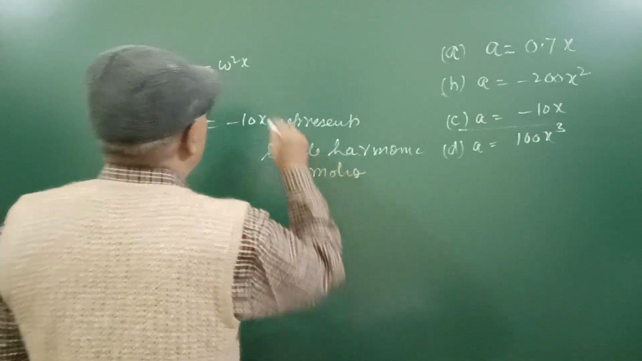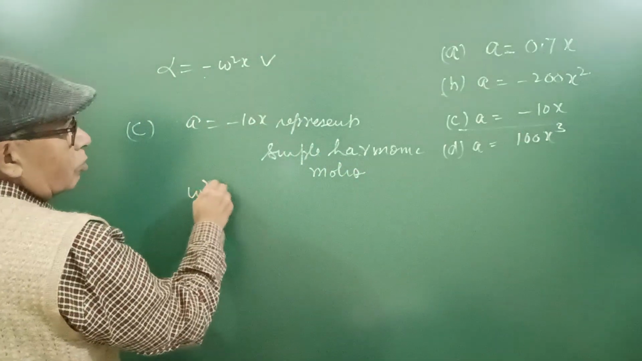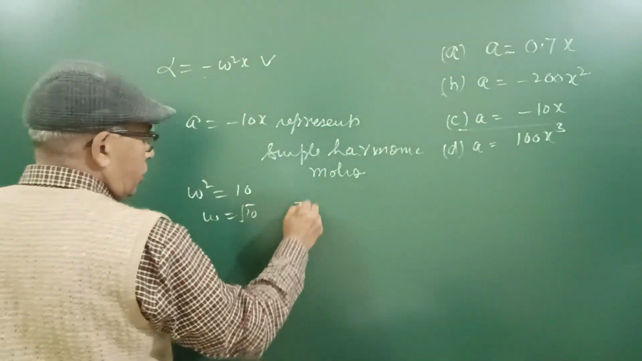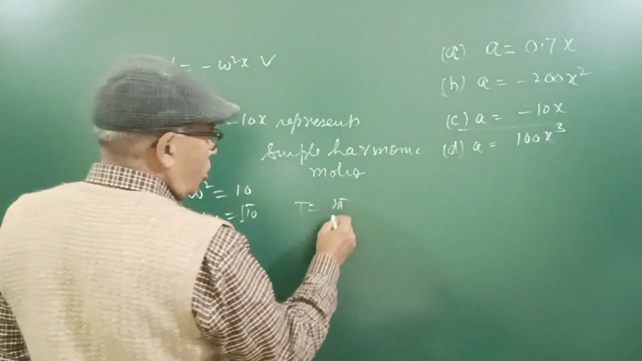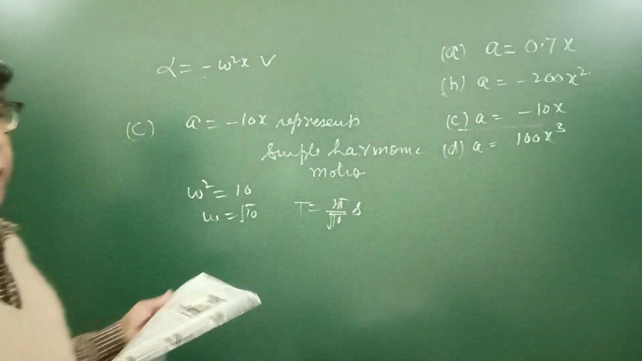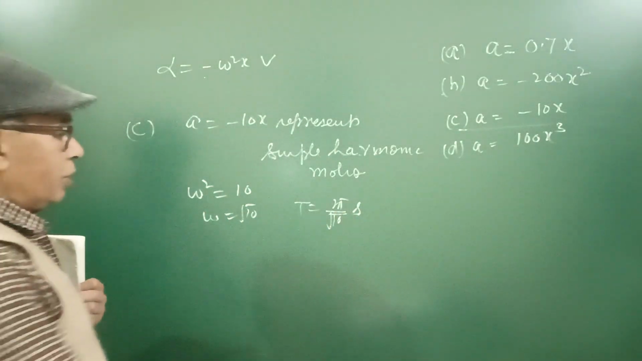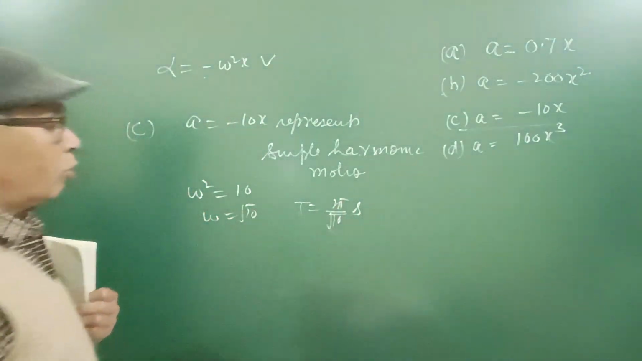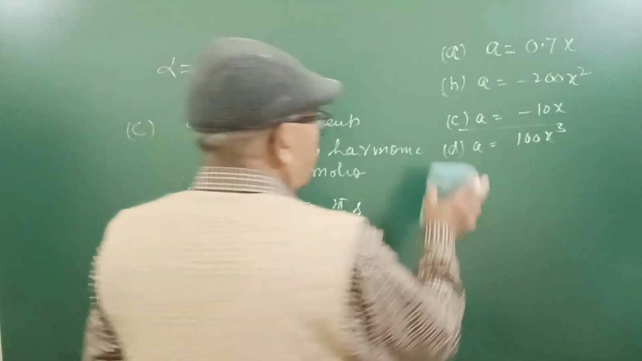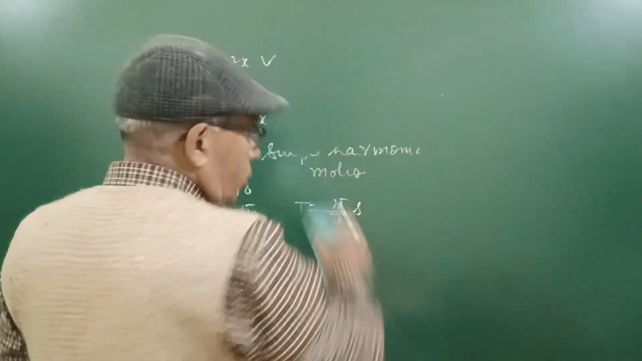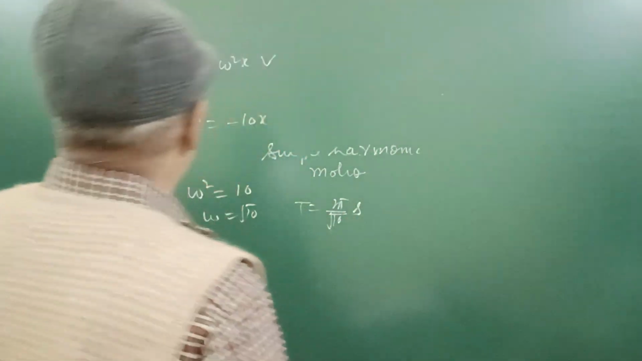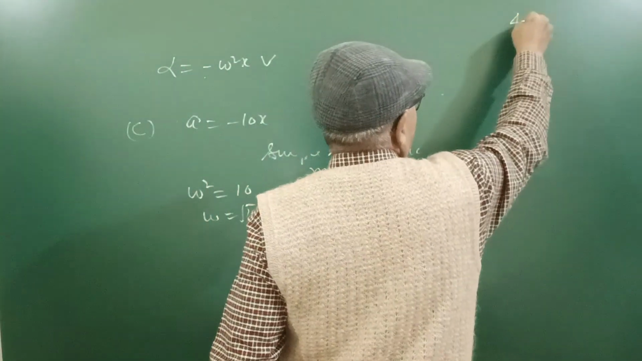And if we compare it with this, we get omega square equal to 10, omega equal to root 10, and therefore T equal to 2 pi upon root 10 seconds. Root 10 is nearly 3.16 or 3.14, so nearly 2 seconds. So this type of question may be asked. This is a question from the NCERT book, and the number is 14.6.